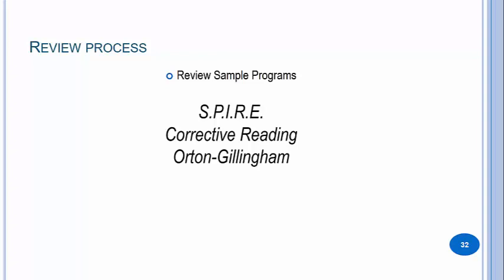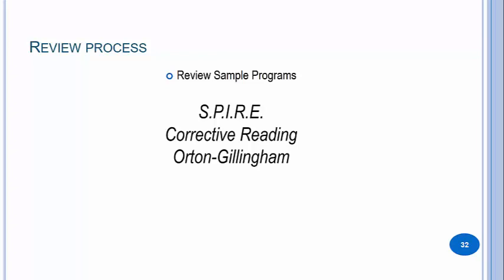And then Orton-Gillingham. Since we did this review, we have received lots of information that many districts in our state are opting to use this as an intervention program. So we're going to talk to that piece just a little bit. It did not go through this review process, however it met the criteria from the rubric.